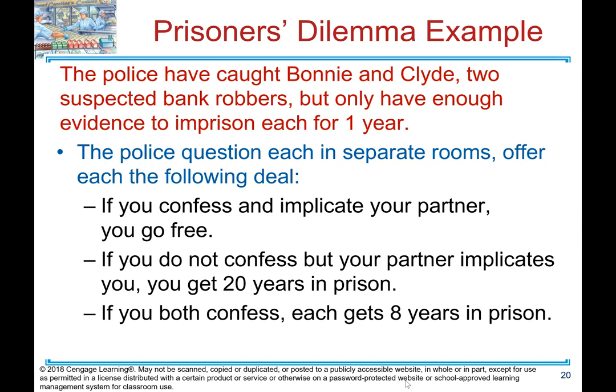So, prisoner's dilemma example. The police have caught Barney and Clyde, two suspected bank robbers, but only have enough evidence to imprison each for 1 year. The police question each in separate rooms, and offer each the following deal. If you confess and implicate your partner, you go free. If you do not confess, but your partner implicates you, you get 20 years in prison. If you both confess, each gets 8 years in prison.